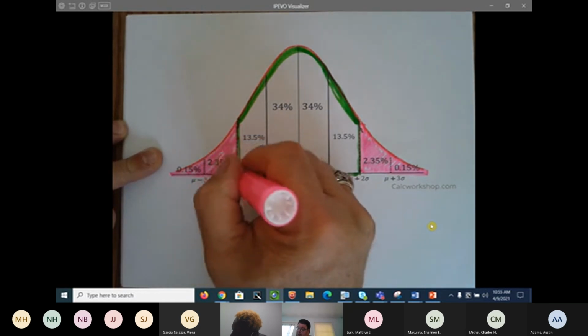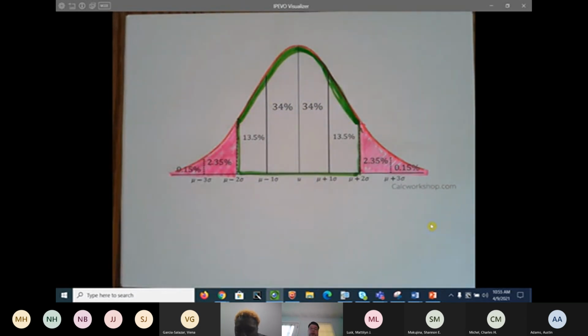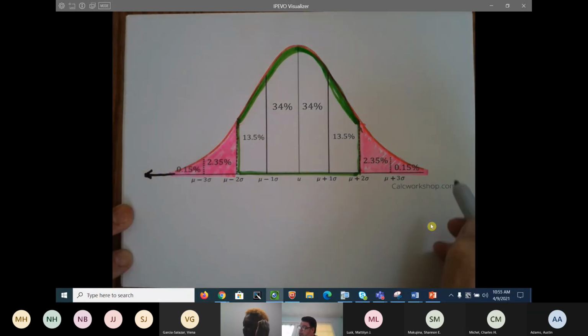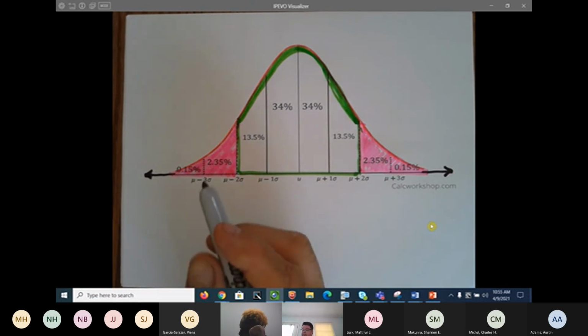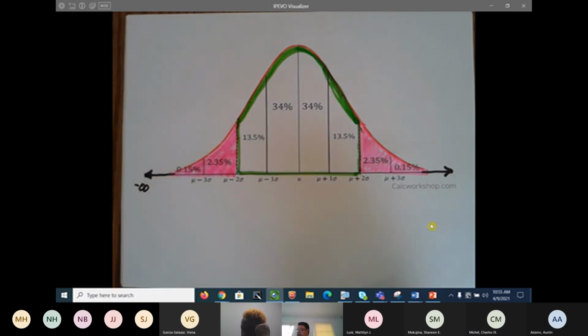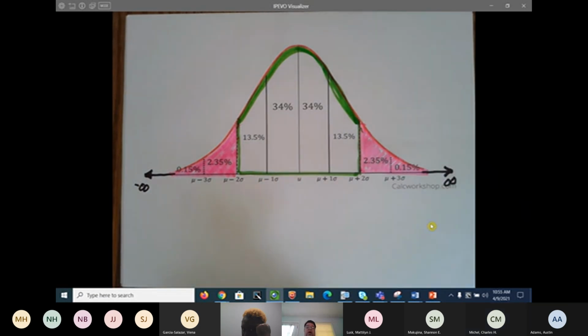We also need to remember the empirical rule, which means you add up all these percentages wherever you're going. Let's go ahead and add this. This arrowhead down here. Somebody tell me what this arrowhead right here is called. What's this arrowhead called? Negative what? Negative infinity. What is this arrowhead called? Positive infinity. But we cannot calculate with infinity.